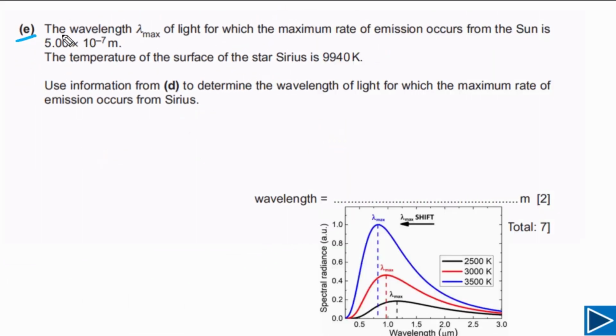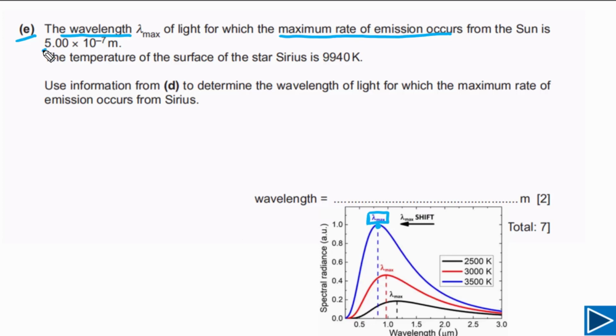For part E, it is given to us the lambda max of light for which the maximum rate of emission occurs, means the peak of this curve. So this is the lambda max. It does not mean the maximum value of lambda. In fact, this is the lambda at which the maximum rate occurs. So that is called lambda max, not the maximum value of lambda. It means the value of lambda at which the maximum rate of emission occurs. That is called lambda max.